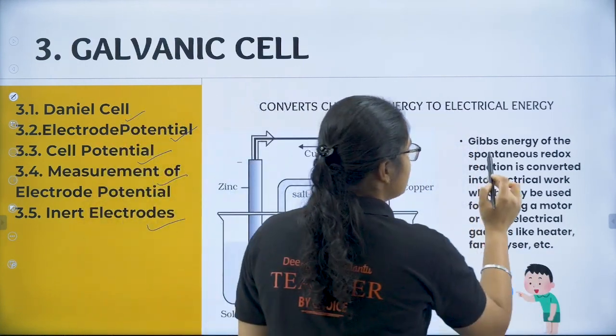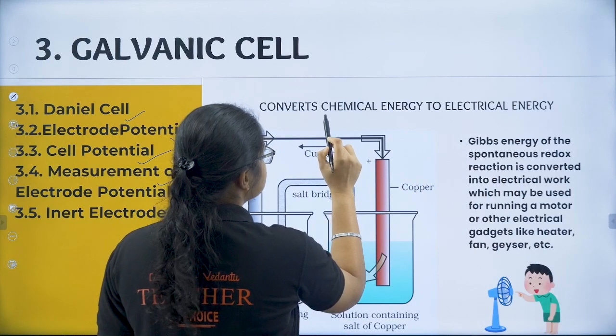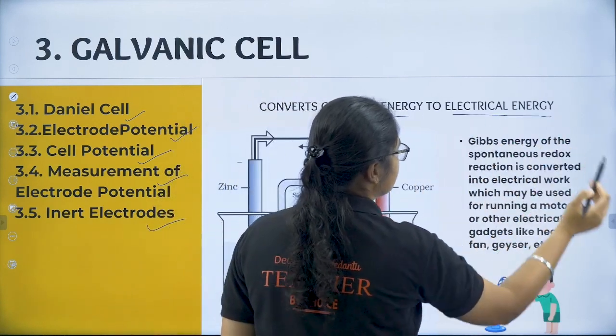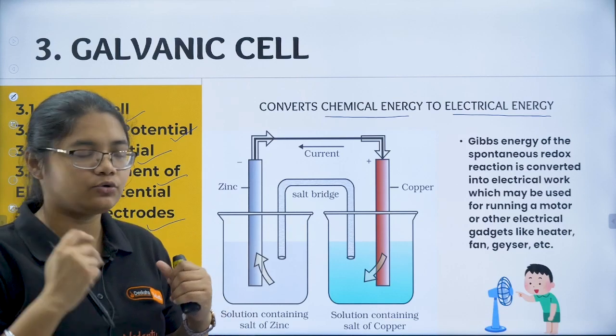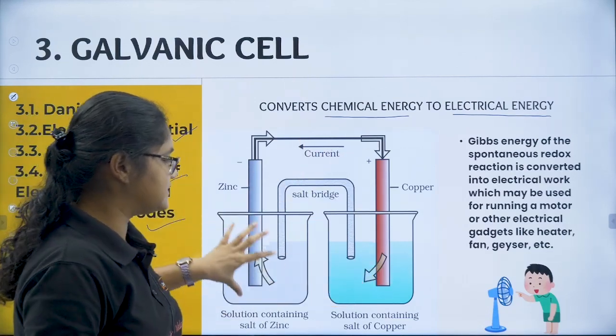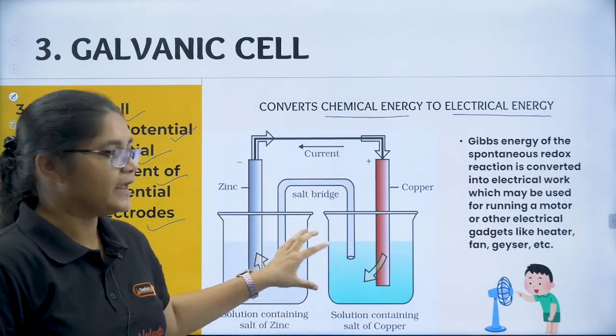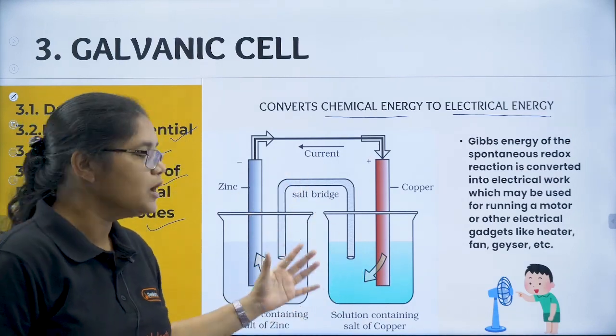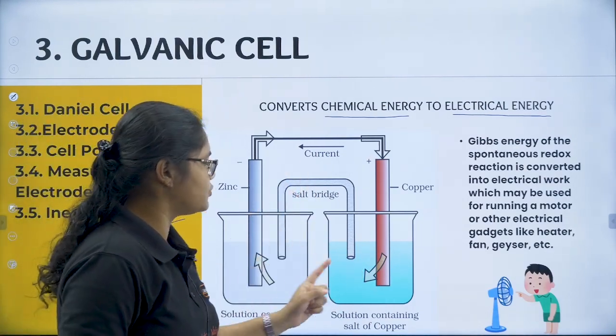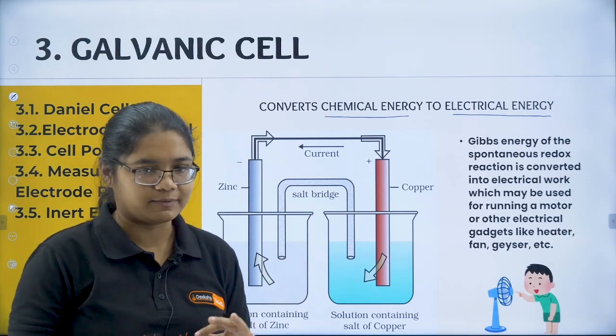As you all know, it converts chemical energy to electrical energy. I told you previously that there will be two chambers. So you see, this is an example of a galvanic cell. It has two chambers or two containers. So that is what we were talking about. What are these two chambers? What is this salt bridge? Everything will be explained in detail.